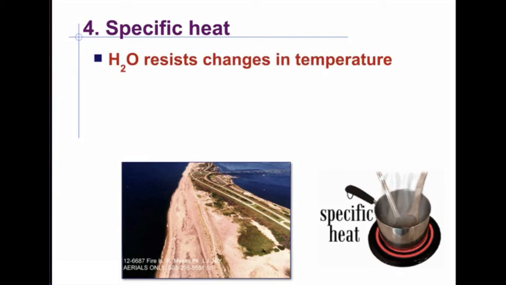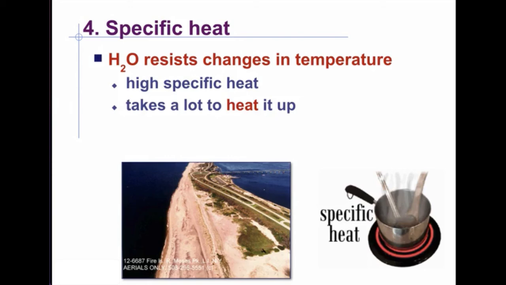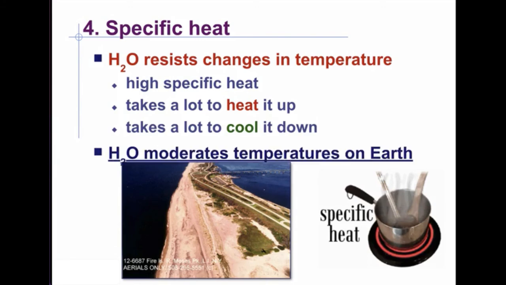Okay, the next one is specific heat. Water resists change in temperature, and that's attributed to specific heat. Specific heat is the amount of heat that a substance needs to increase its temperature by 1 degree. It takes a lot to heat up water, and it also takes a lot to cool it down, which is why water moderates the temperature on Earth.